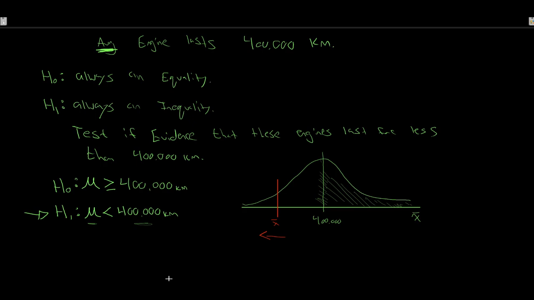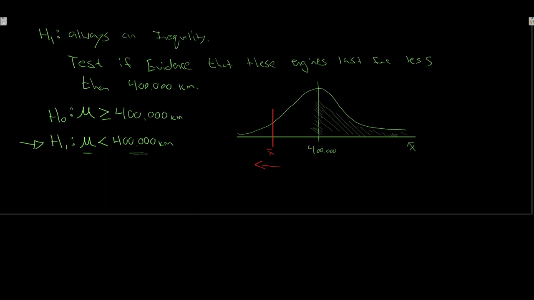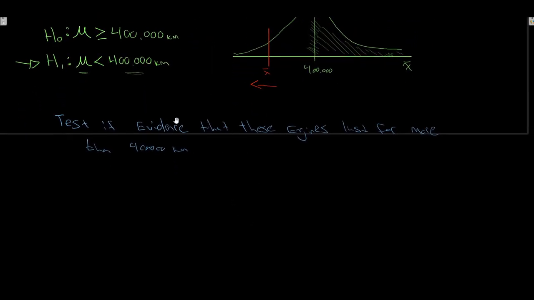Right? Very similarly, we could phrase the opposite, and let's change colors just to make sure that we're clear. This is the other case. We could say, hey, let's test if there is evidence that these engines last for more than 400,000 km. Okay, well, if we were interested to say, hey, is there evidence to suggest that these engines last for more than 400,000 km? Well, again, we would have our null.